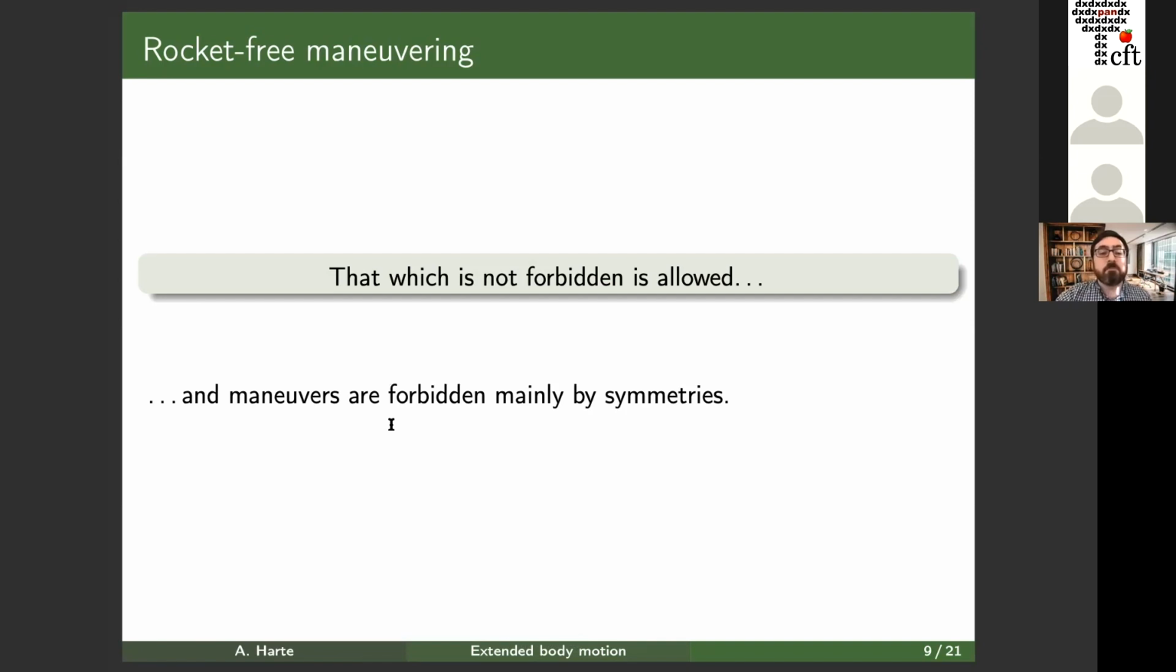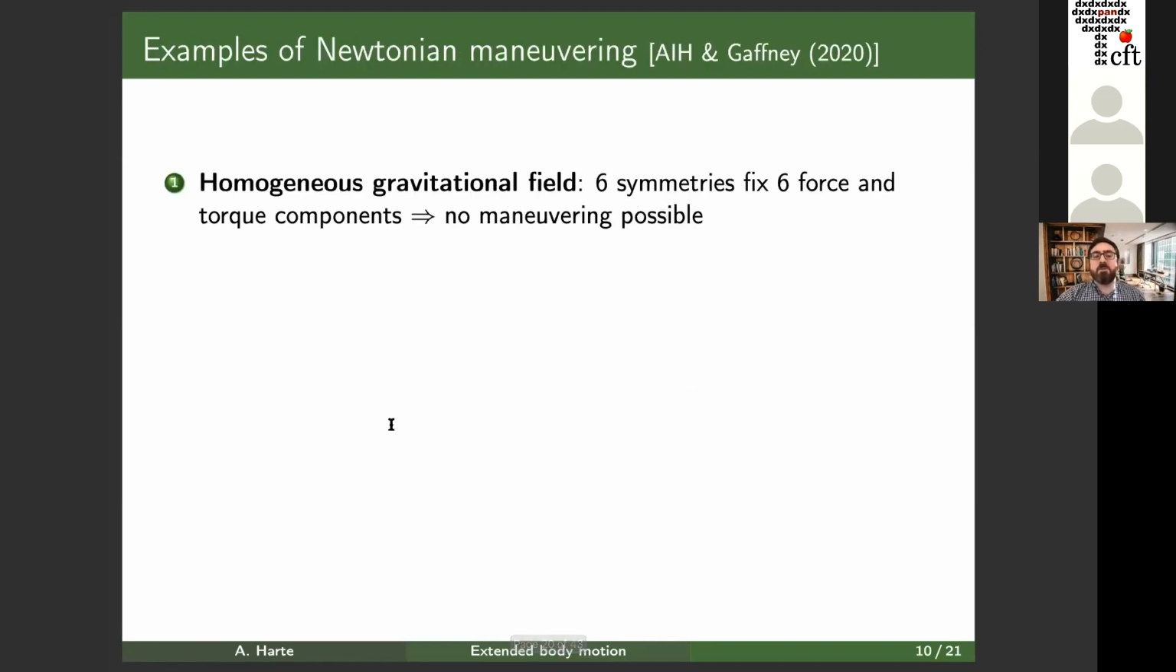Okay. So what are some examples of this? Again, still in the Newtonian context. Let's start with the simplest possible example: you're sitting in a homogeneous gravitational field, and you then have all 6 Euclidean symmetries, Euclidean Killing fields to be more precise, as symmetries of your gravitational field.